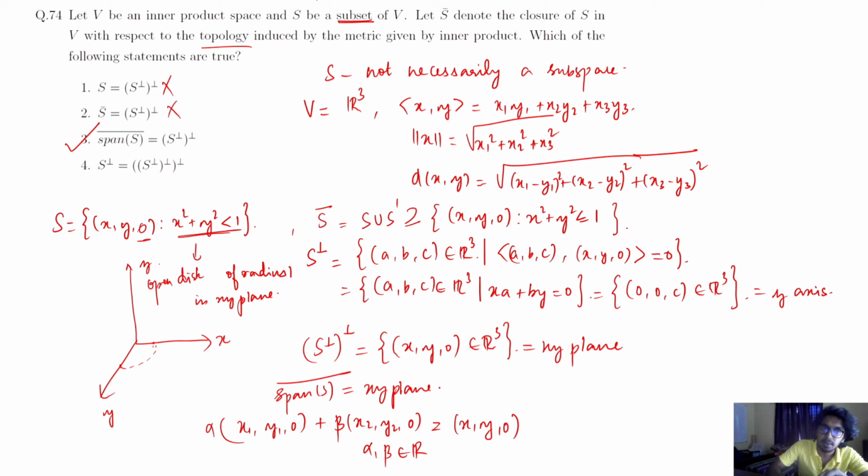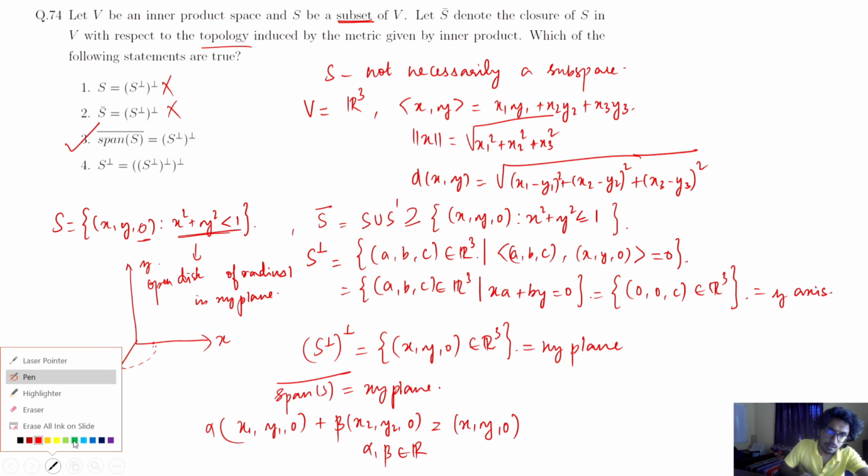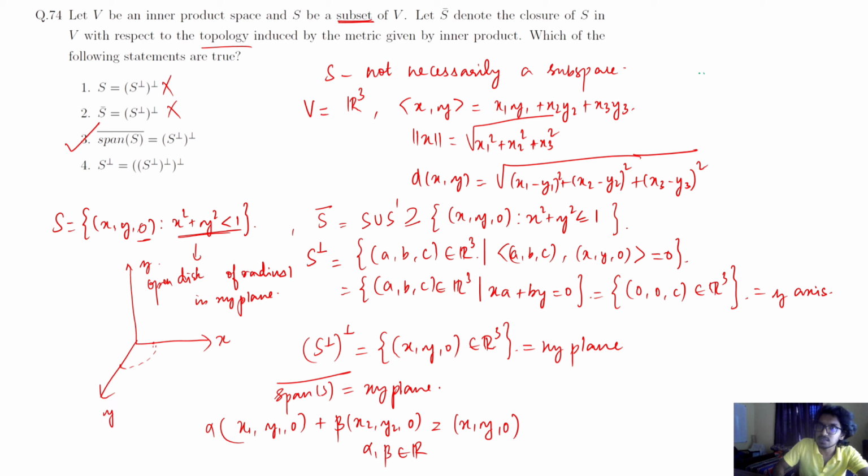Fine. If this is a subset, we have a result in linear algebra that for any subset S, the span of S is a subspace. This is a subspace which is the smallest containing the set S.